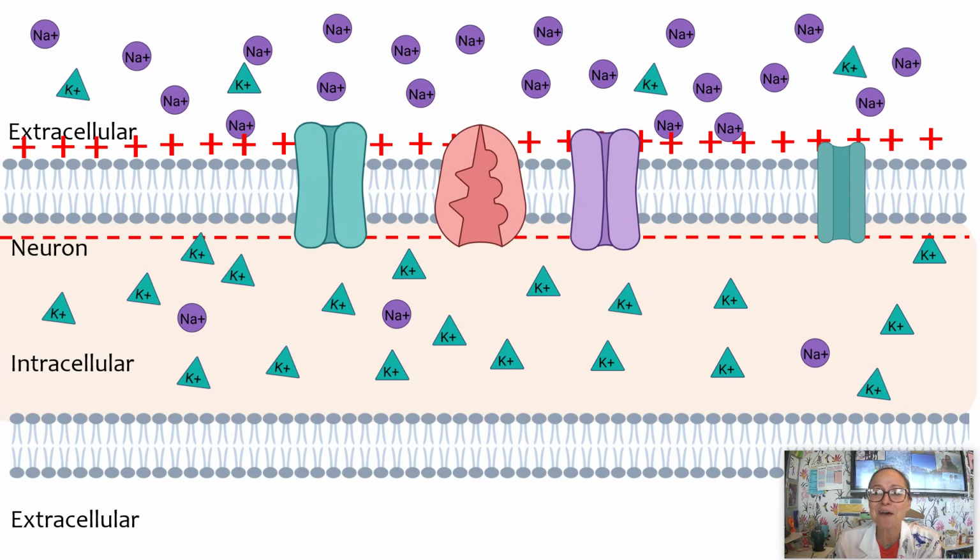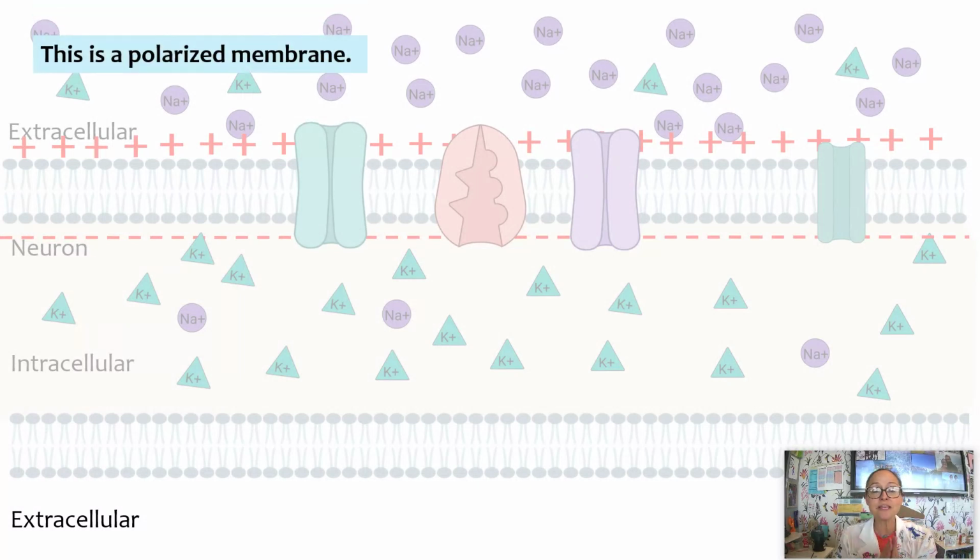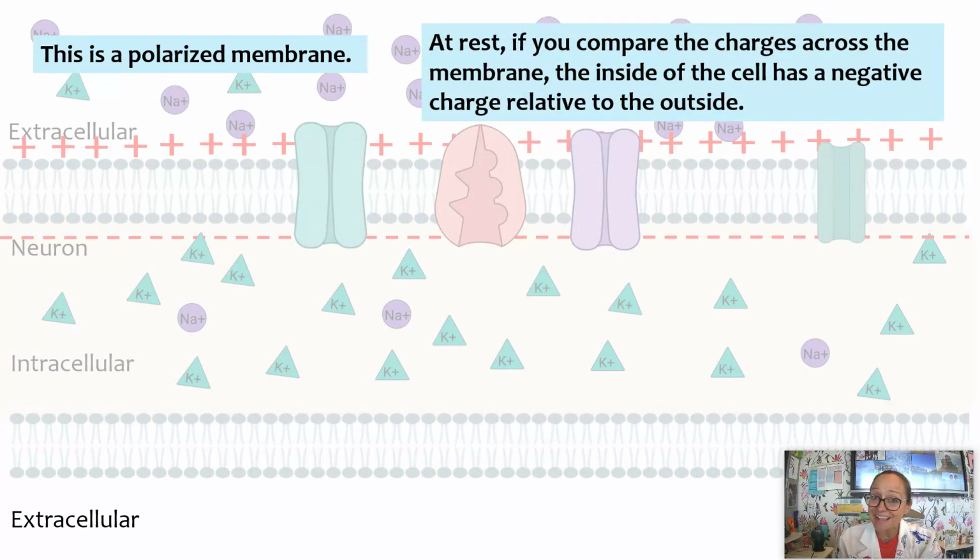Okay, now let's go ahead and define a few words. I'm going to cover up the picture a little bit. This membrane is polarized. Earlier I said a polarized membrane exists when there is a difference of charge across the membrane, really due to different concentrations of ions. Now, at rest, if you compare the charges across the membrane, the inside is more negative relative to the outside.